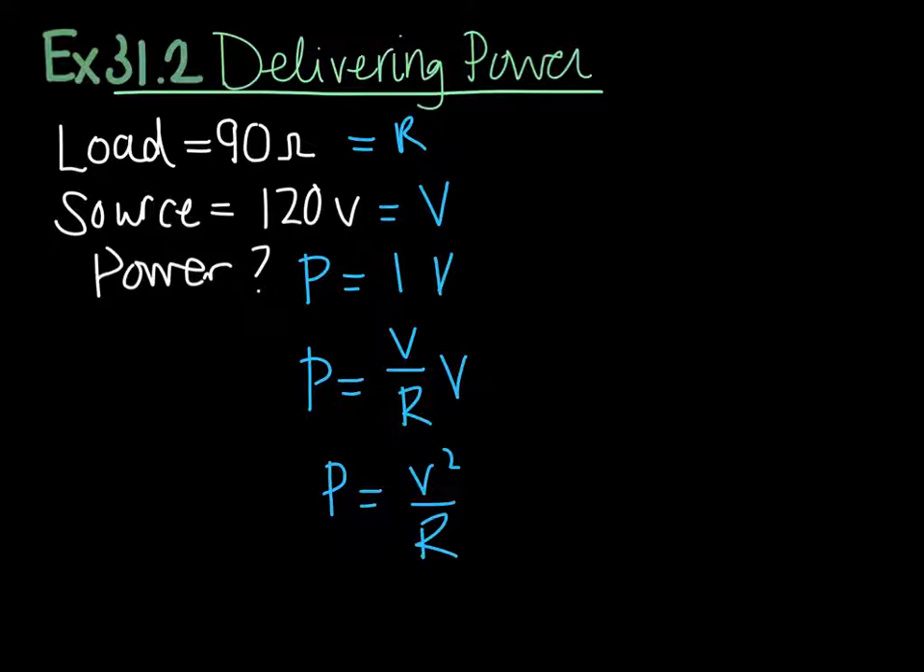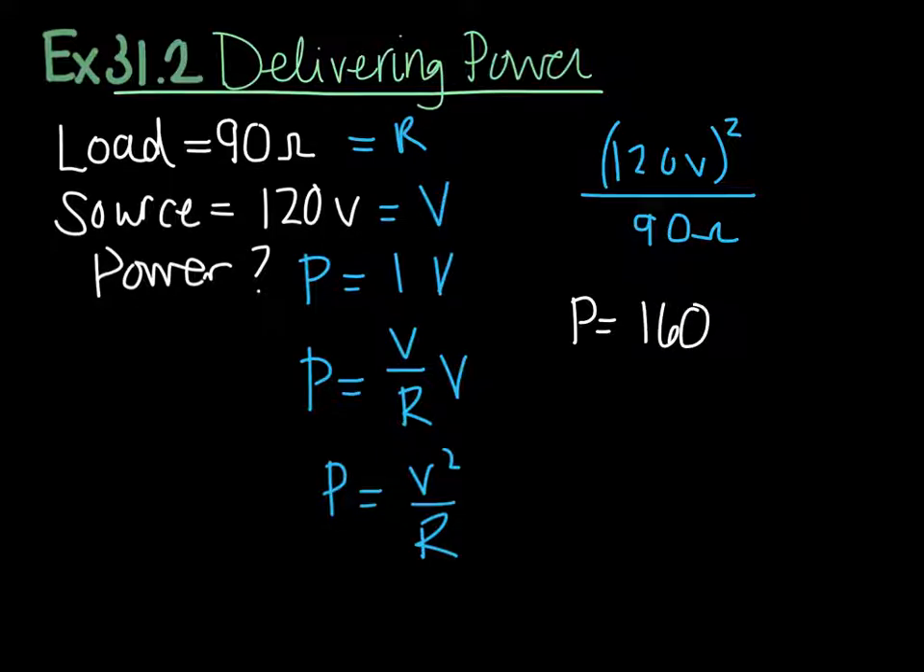So we have 120 volts squared divided by the resistance or load, 90 ohms. And you can take a second, pause the video to calculate what that is. Okay, so now you should have arrived at power for this circuit being equal to 160 watts.